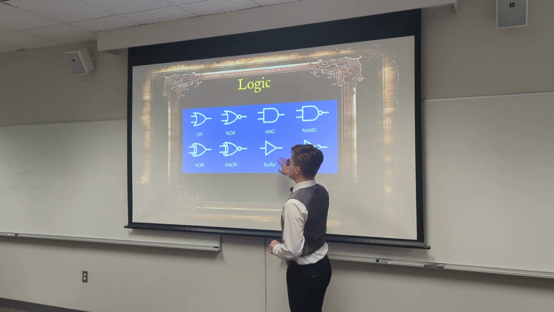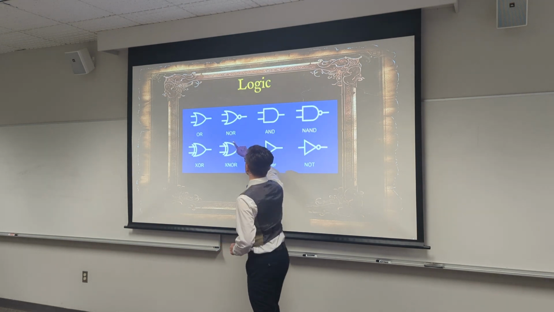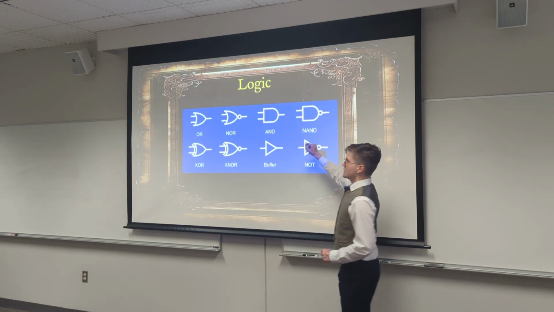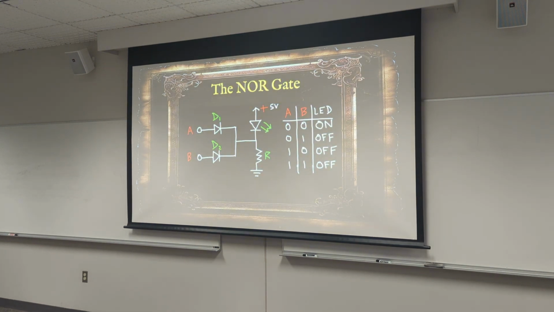And any one of these gates can be made using the NOR gate or the NAND gate. And we can make either one of those with diodes. But here's a diagram of how we can do that for the NOR gate.